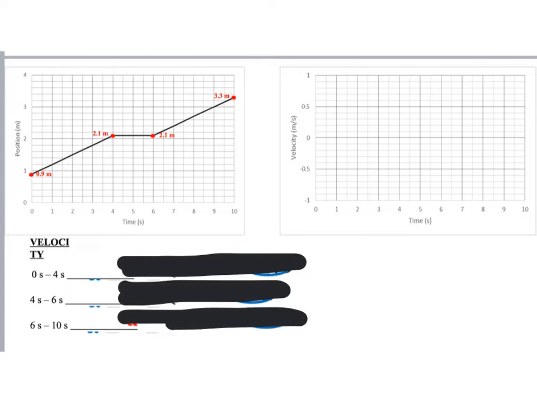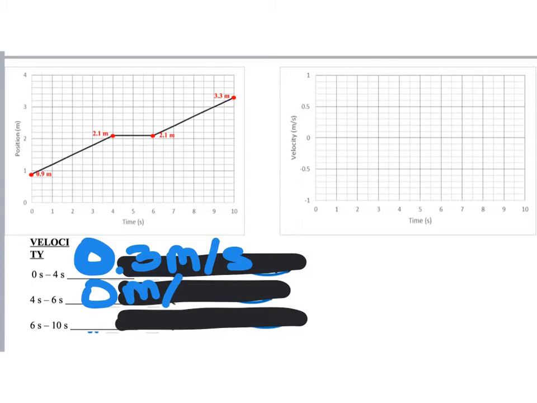We're going to look at where did the object finally end. Excuse my writing down at the bottom here. Just adding in what we already knew before. 0.3 meters per second for the first chunk, 0 meters per second for the second chunk. For the last part, we're going to look at where did the object finally end up, which is at 3.3 meters at 10 seconds. Where did it start is 2.1 meters at 6 seconds.